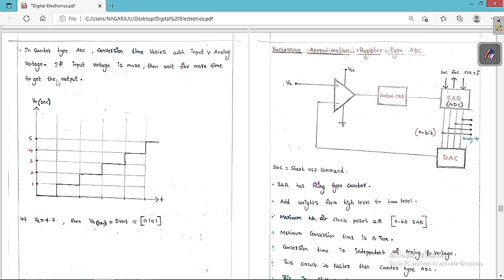So whenever V0 DAC is greater than VA, then only the op amp output will be zero voltage. Output of op amp is 0. Then only the counter is going to get stopped. So this is a point that you always have to keep in your mind.